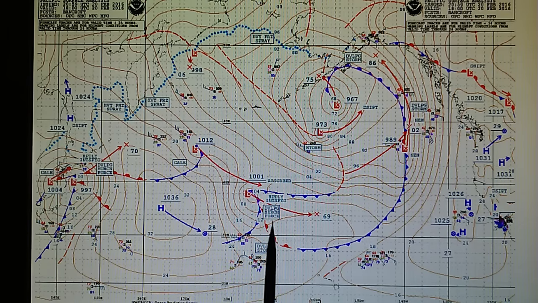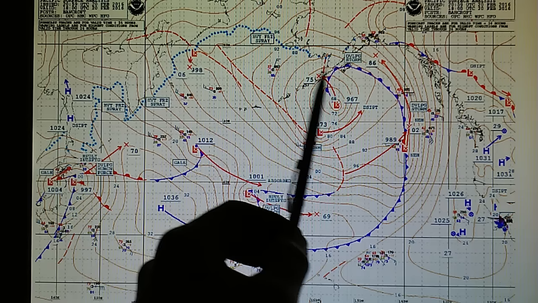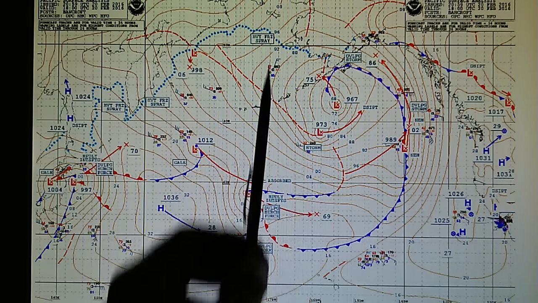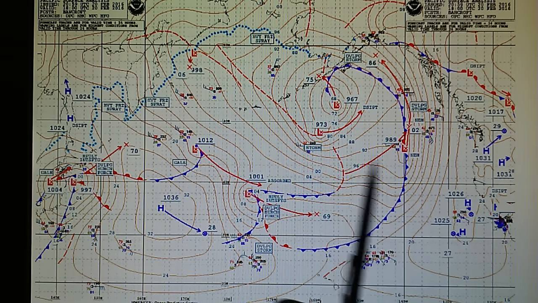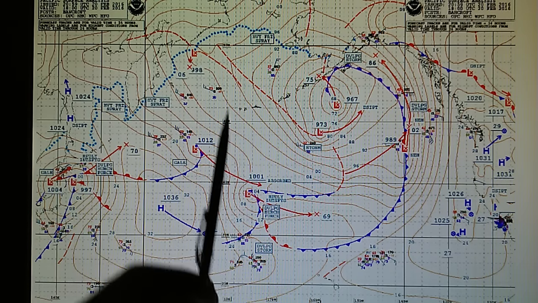Okay, so we have this developing hurricane force storm right down here, right northwest of Hawaii. That's going to move towards the west coast. Keep an eye on that. There's a lot of troughs shown throughout this area. They're all over the place. That indicates very wild, unpredictable weather because of the different pressures. We have a lot of things happening out here.